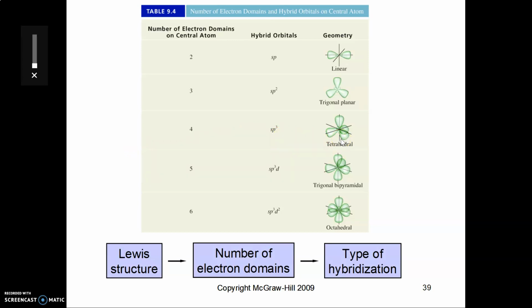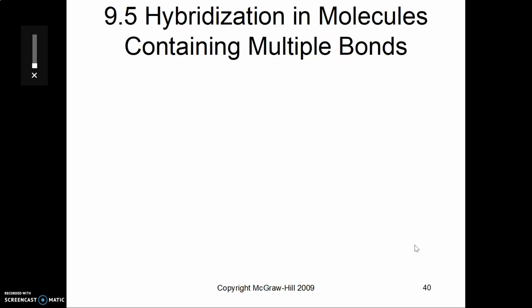So, with the Lewis structure, you can do electron domains, you can do molecular geometry, and you can also get to hybridization. That's going to be it for this video. The next one will be multiple bonds, like double bonds and triple bonds and fun things like that.